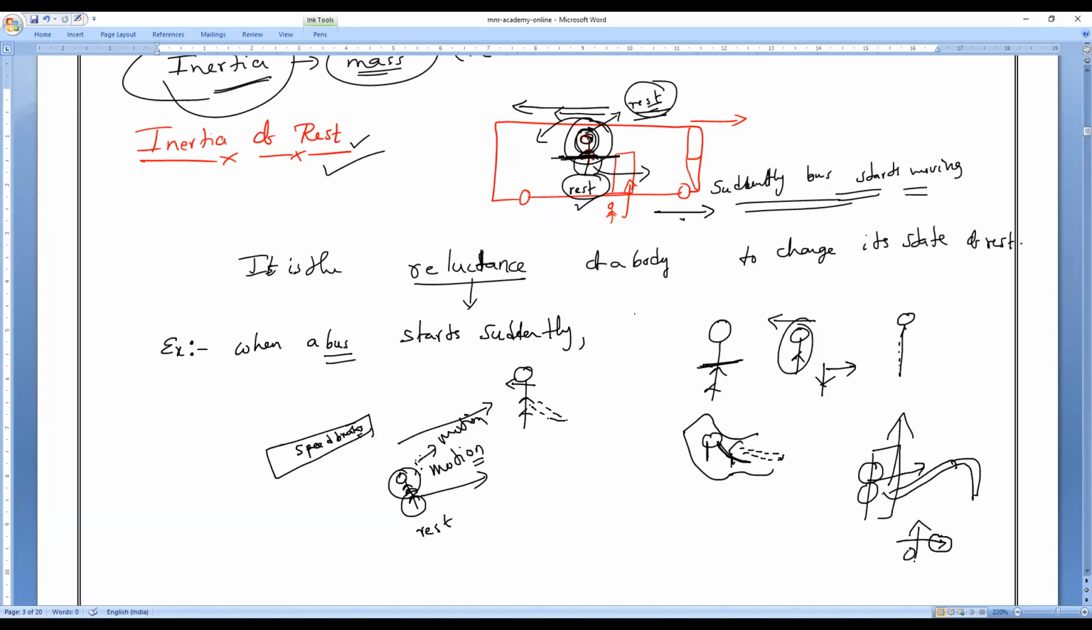Okay. So write the example for this first, everybody. When a bus starts suddenly, the passengers are thrown backwards.